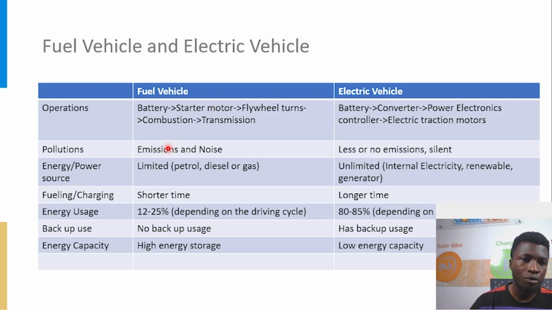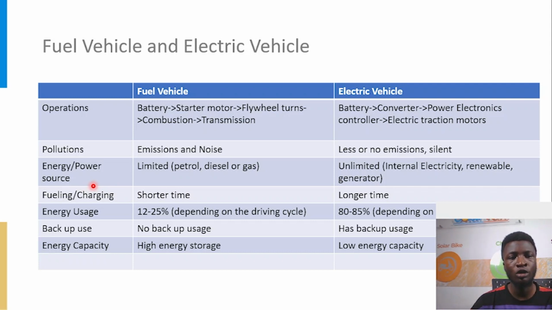To discuss the pollution, we can see that there is a lot of emission and noise from the fuel vehicle due to the combustion and the release of the exhaust, the waste substance or CO2. But with the electric vehicle, there is less or no emission. It's really silent because there is no combustion, and there's no tailpipe to emit any emissions.